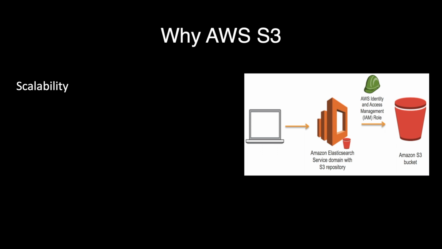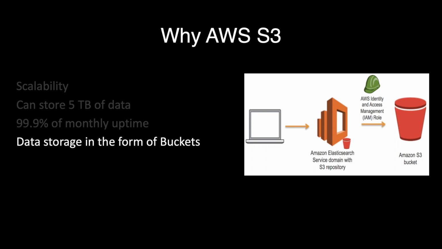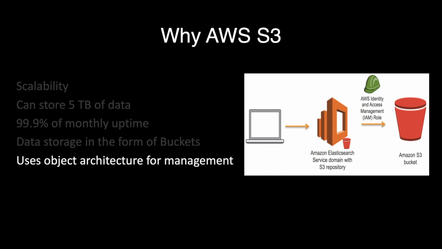The use of S3 is that it can scale to whatever extent we need. And the next is it can store a maximum of 5 TB of data without any further permissions, but you can store more data with further permissions. It has 99.9% monthly uptime, which is a very good amount of uptime, not provided by many other services. Data is stored in the form of buckets, and it uses object architecture for management.